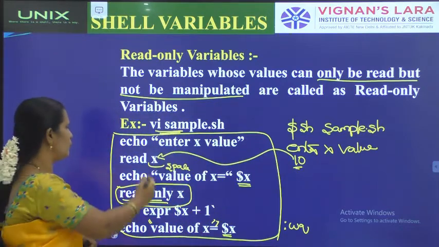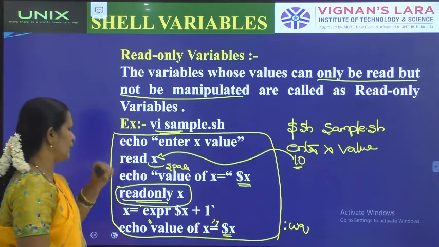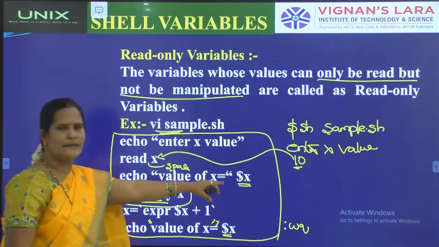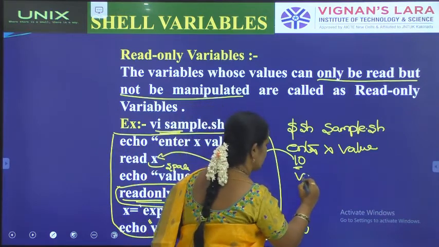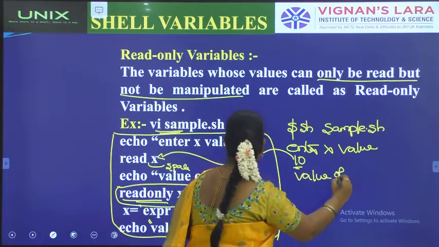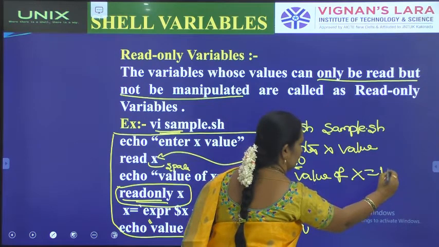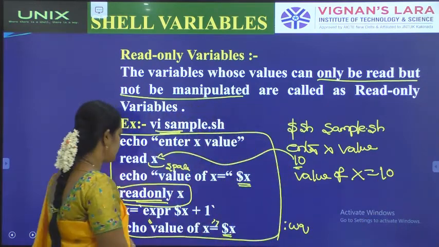Now I want to view the value of that variable x. So echo space value of x is equals to $x. So it is going to display value of x is equals to up to this.